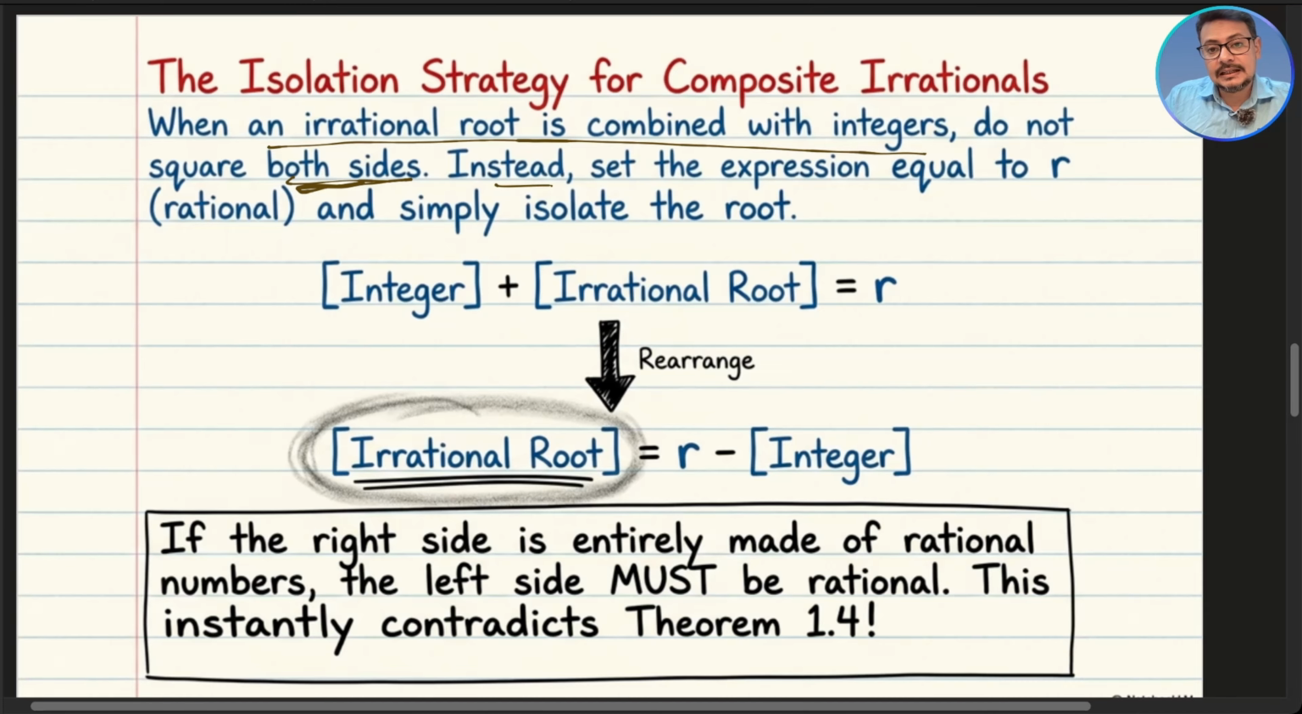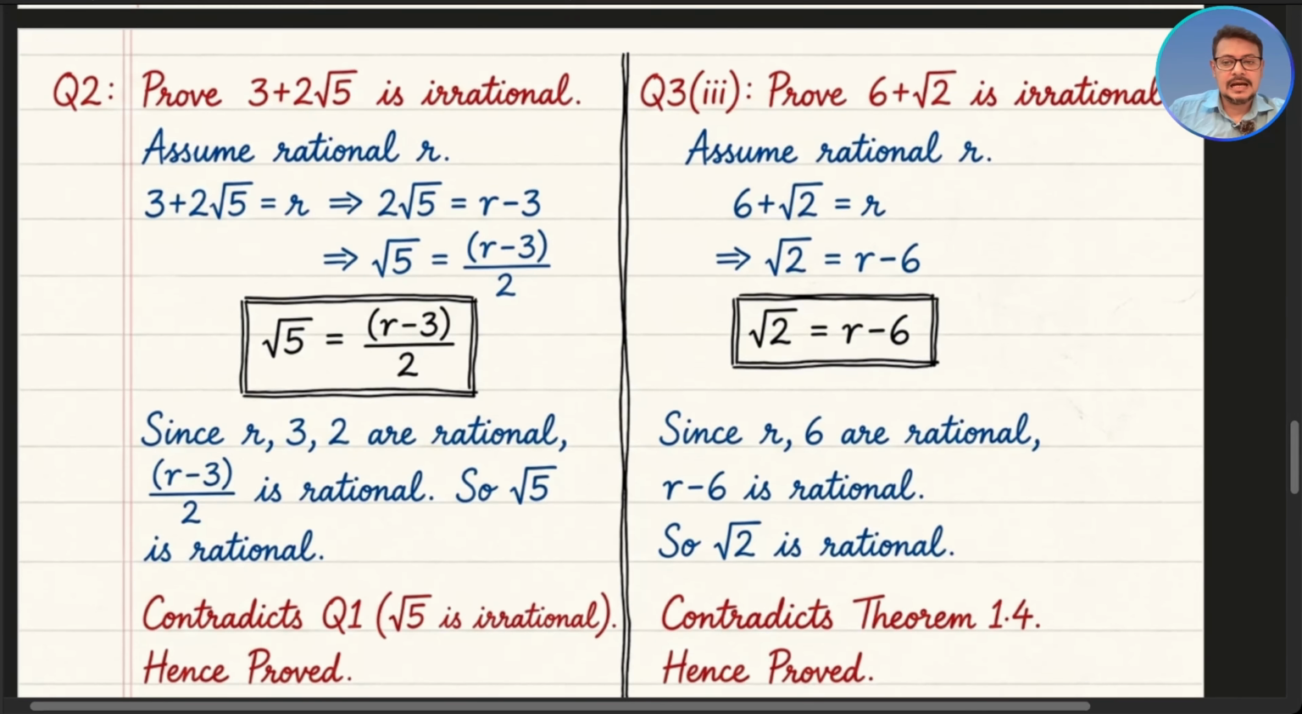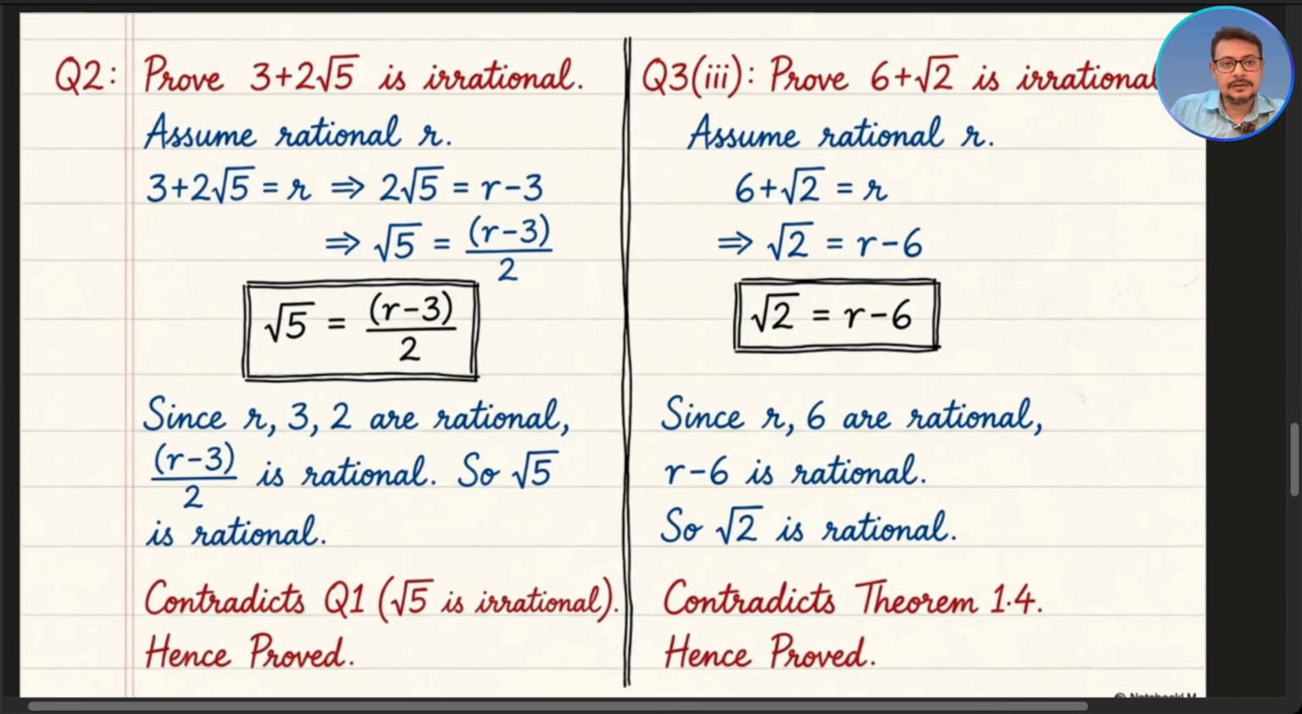Instead, set the expression equal to r, that is rational, and simply isolate the root. So moving on to the next question, question number 2, which is given as prove 3 plus 2 root 5 is irrational. Again, in question number 3 of 3, we'll start first attempt question number 3 of 3, prove 6 plus root 2 is irrational. See, both the questions, 3 plus 2 root 5 and 6 plus root 2, are numbers that have to be proven as irrational.